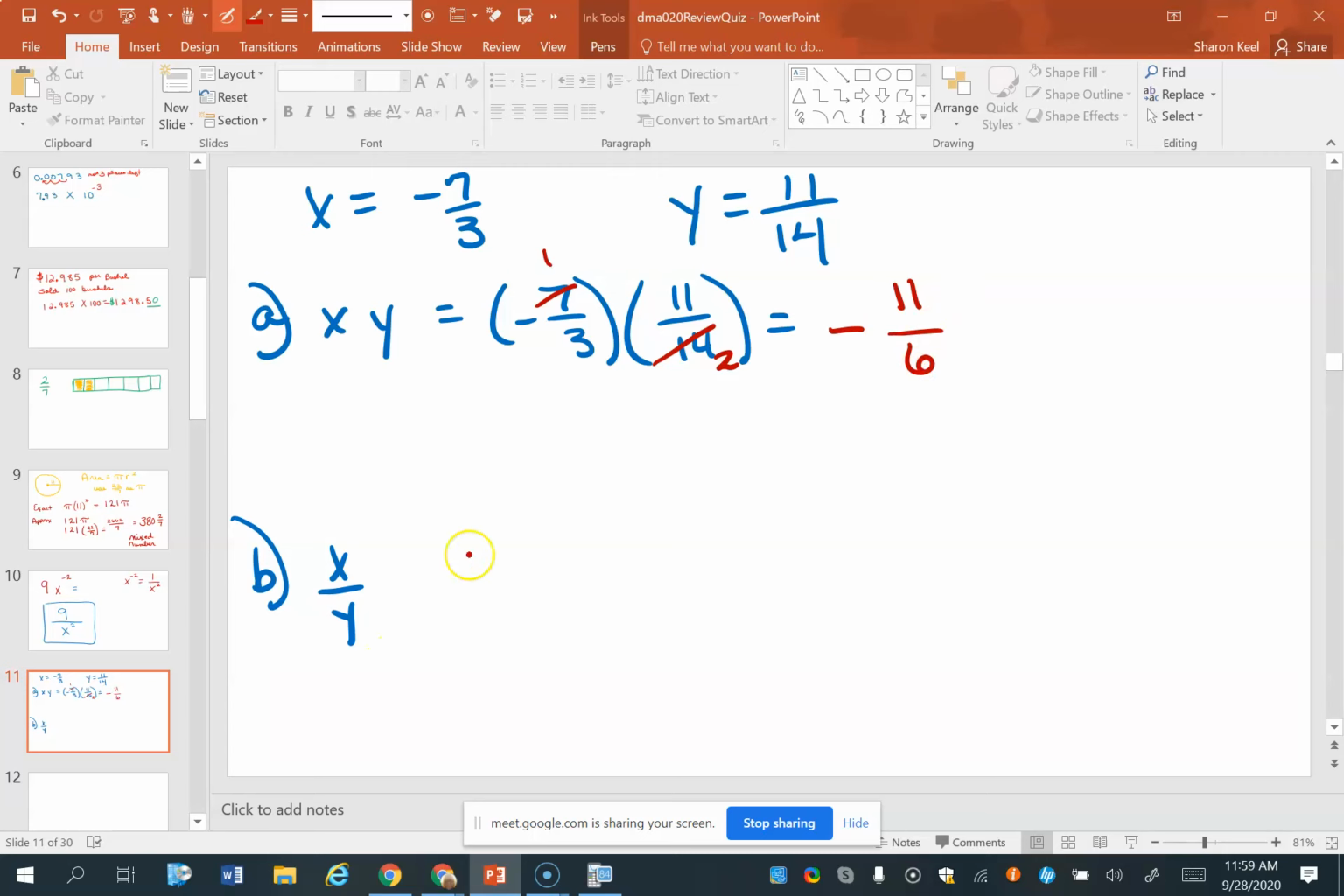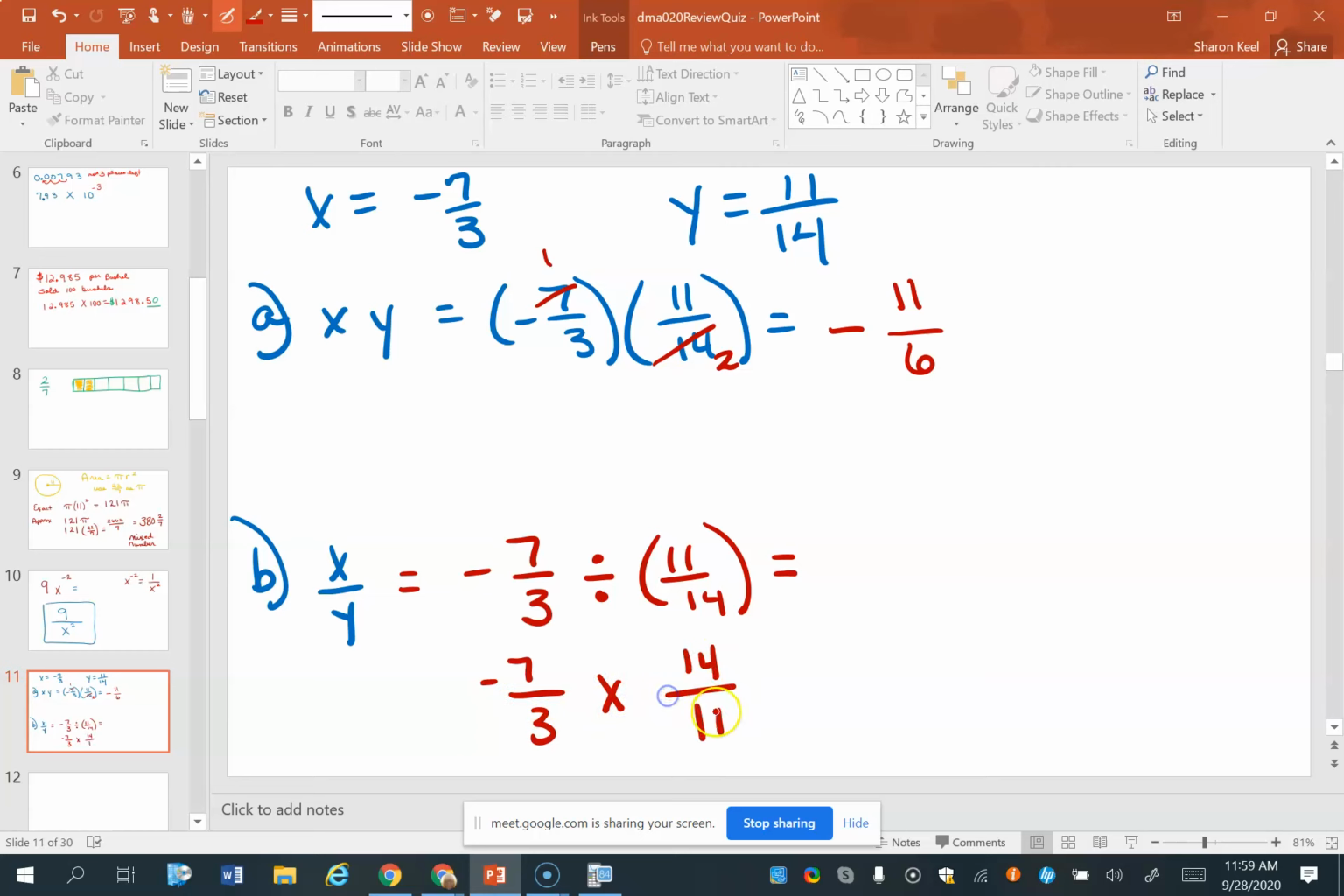When I do the division, what I have is -7/3 divided by 11/14. And when I do division, we never really divide. What we do is we multiply by the reciprocal. Now, in this scenario, I do not have any numerator or denominator that cancels. Negative times positive is negative.